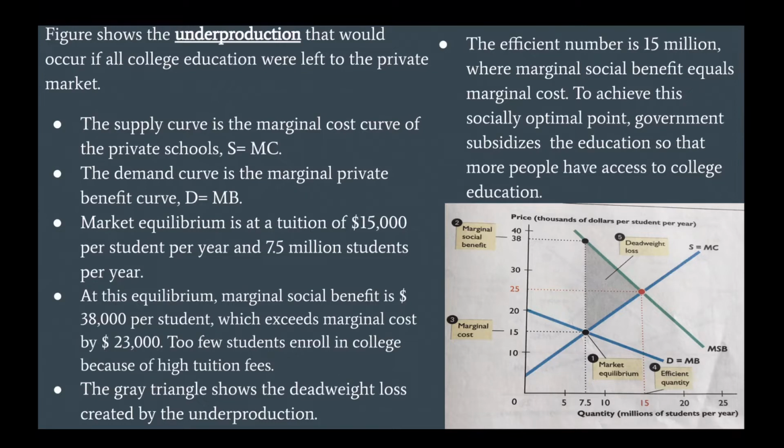This is the vertical line from the market equilibrium in the figure. Too few students enroll in college because of high tuition fees. The gray triangle shows the deadweight loss created by the underproduction. The efficient number is 15 million, where marginal social benefit equals marginal cost. To achieve this socially optimal point, the government subsidizes education so that more people have access to college education.